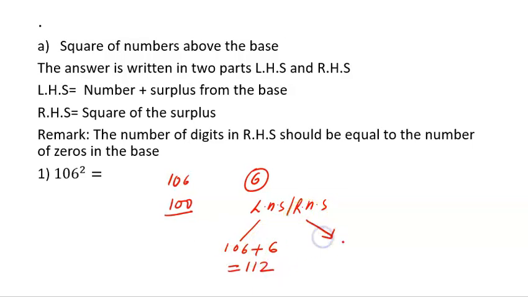And what will be the right hand side? The same thing, the square of the surplus, that is equal to 36, right? And the important point, that the number of digits in the right hand side should be equal to the number of zeros in the base, is valid here also. So the answer will be 11236, because in the base there are 2 zeros and in the right hand side there are 2 digits, so there is nothing to be changed here, and this will be the correct answer. Okay, I hope I am making sense to you.